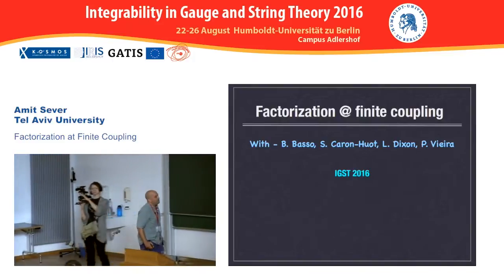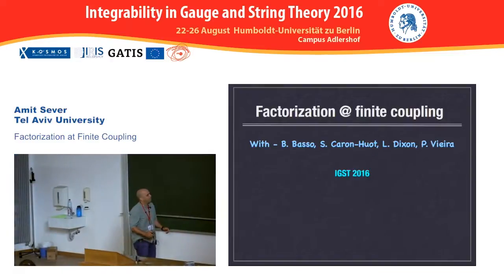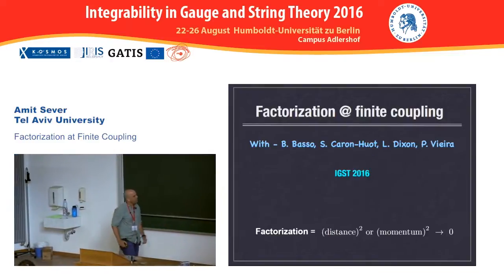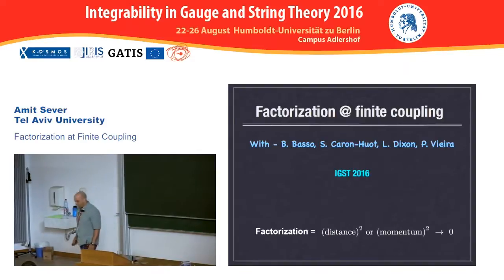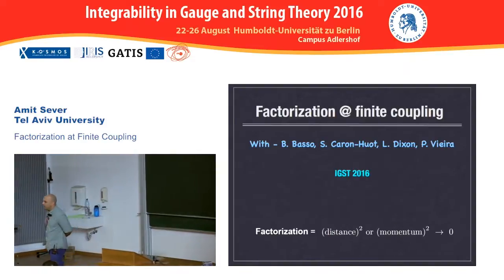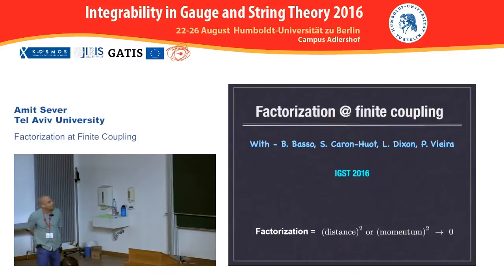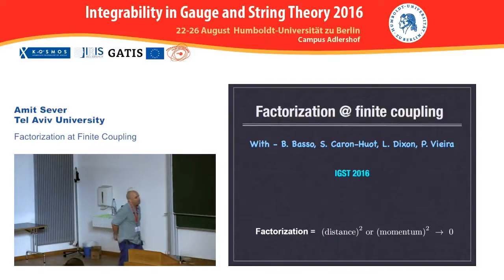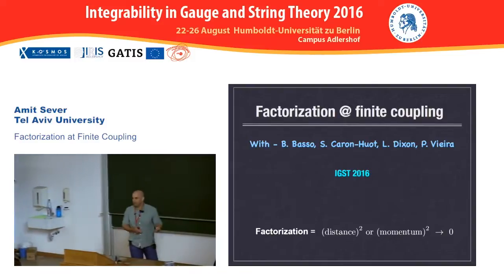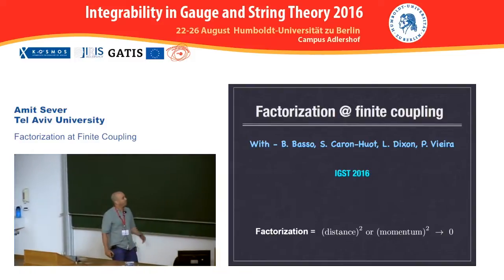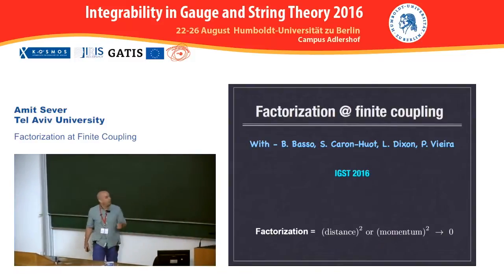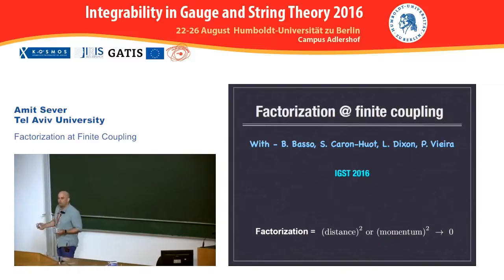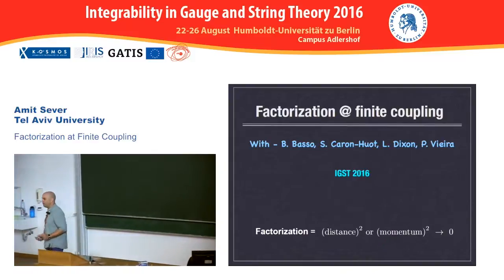So the basic thing that we are studying is the factorization limit in gauge theory. Here we will focus, of course, on N=4 super Yang-Mills. And when I mean factorization, factorization is a limit of some observables, and we will consider several examples where some distance or some momentum goes to 0. So momentum squared goes to 0.